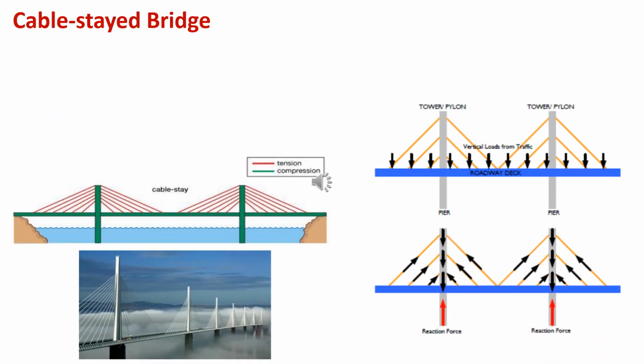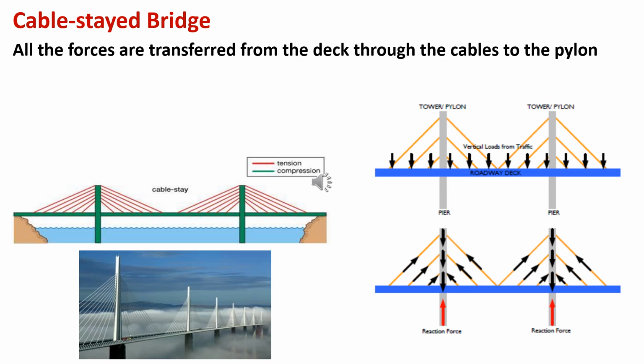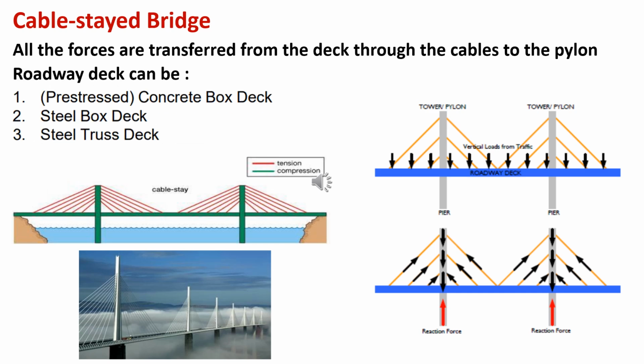Coming up next, we also have cable stayed bridge. All the forces are transferred from the deck through the cables to the pylon, and the roadway deck can be a concrete box deck, steel box deck, or steel truss deck.